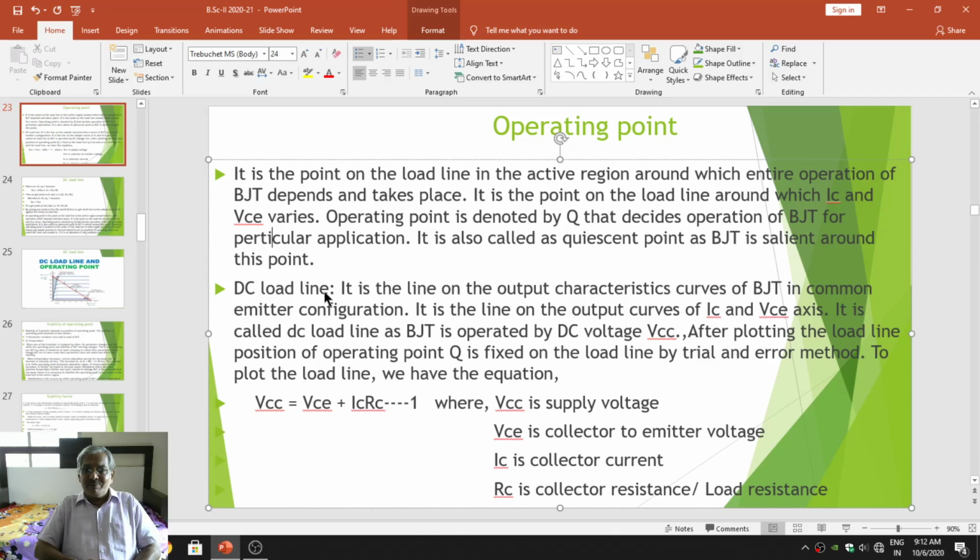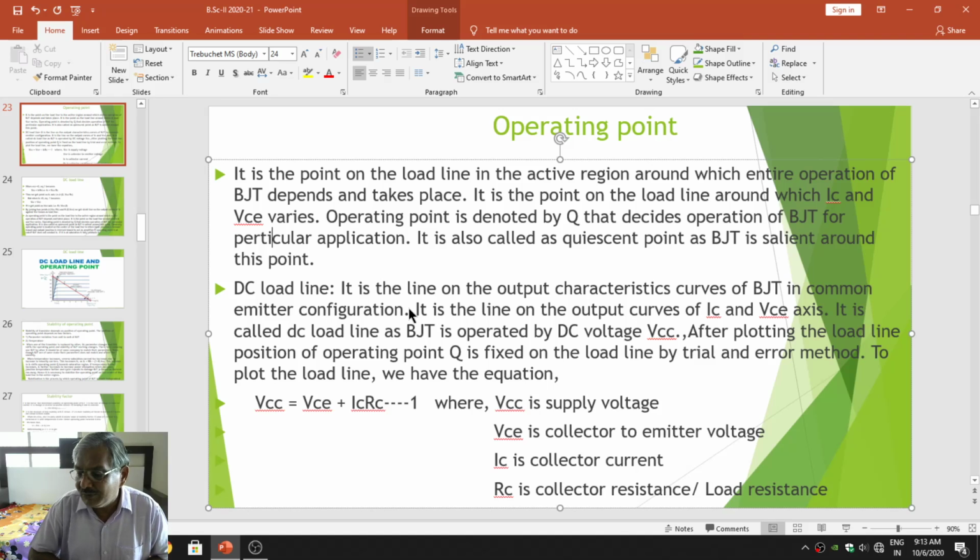Let us see how the load line is going to be drawn on the output characteristic curve. So the DC load line is the line on the output characteristic curves of BJT in common emitter configuration.